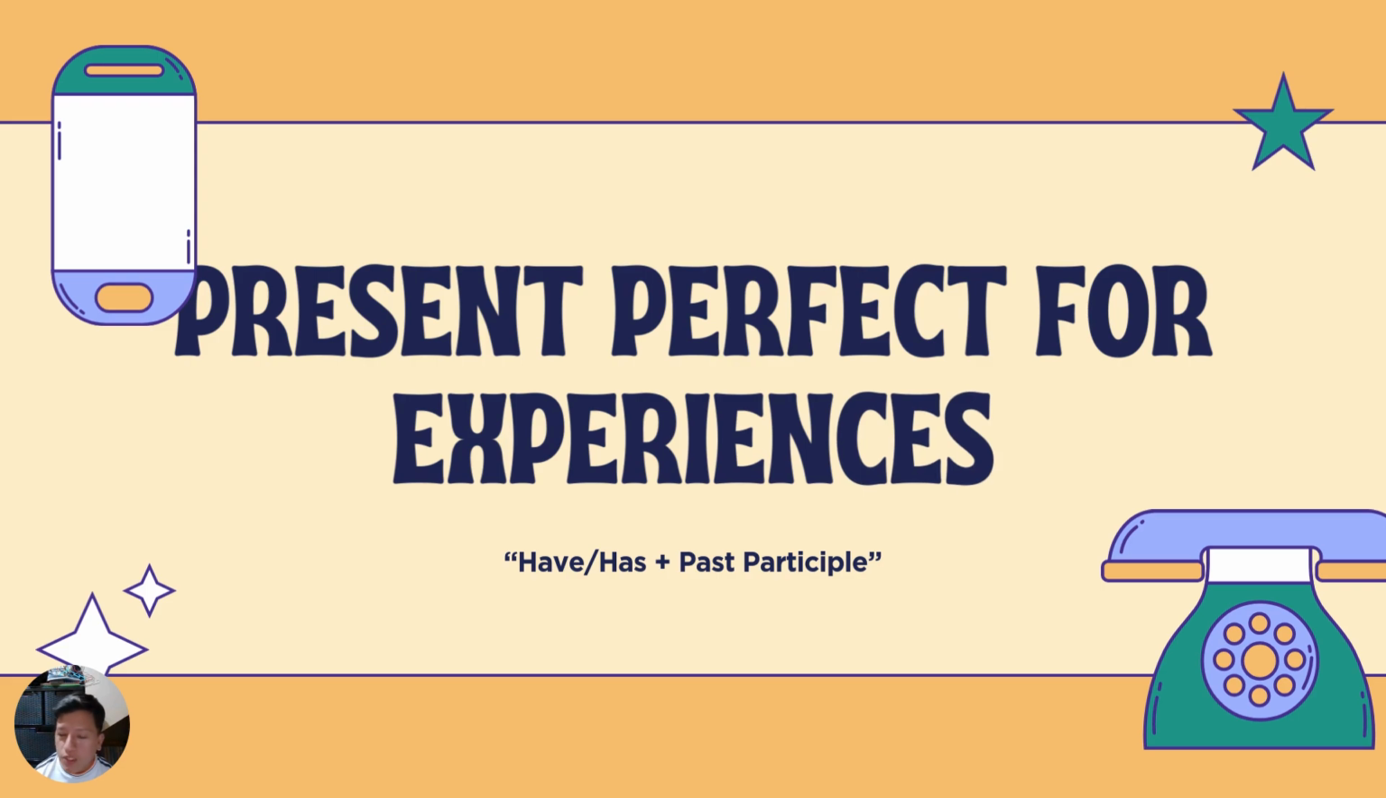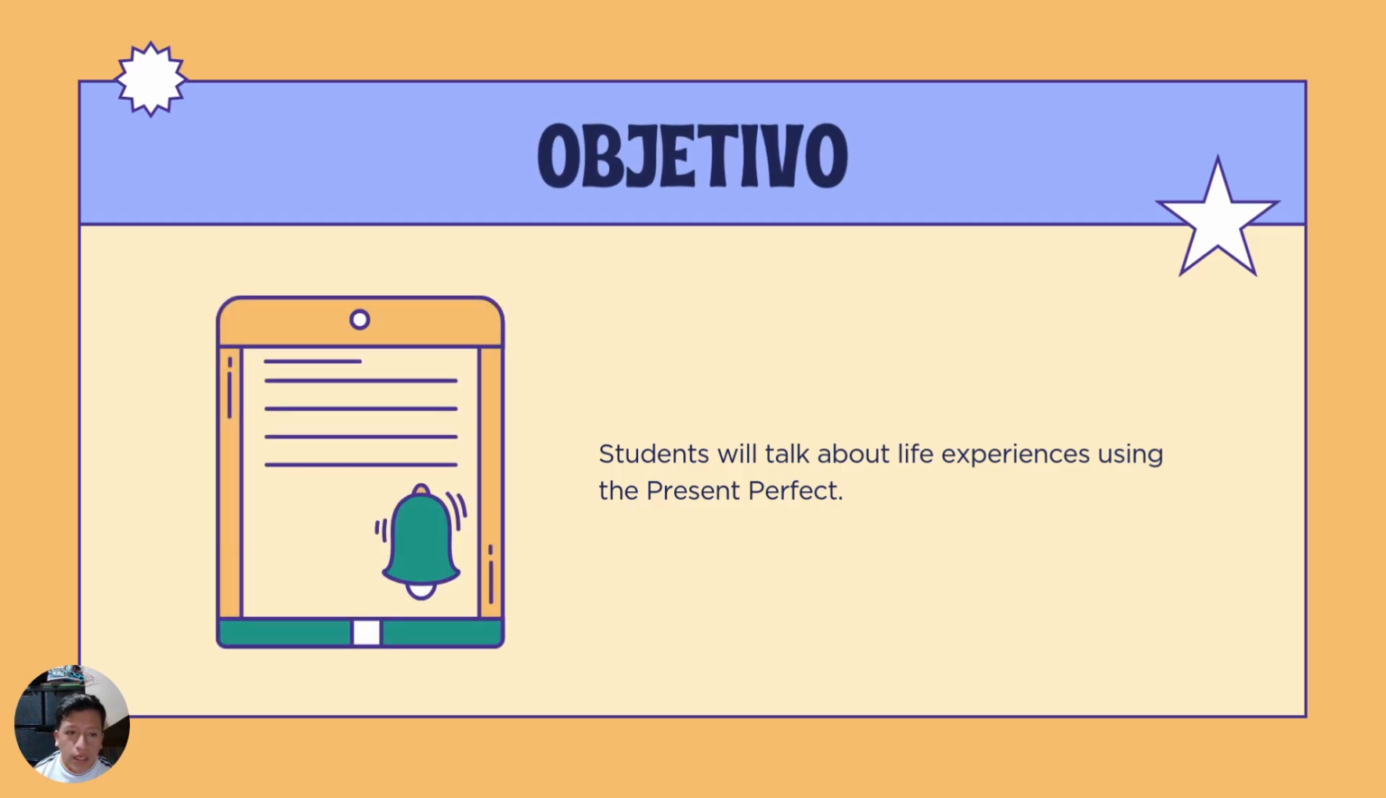Present perfect for life experiences. The objective of today's lesson is very clear. Students will be able to talk about their life experience using the present perfect. By the end of the lesson, students should be able to share a life experience using the correct structure.